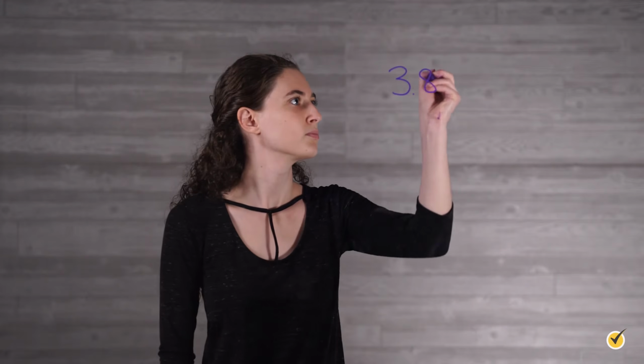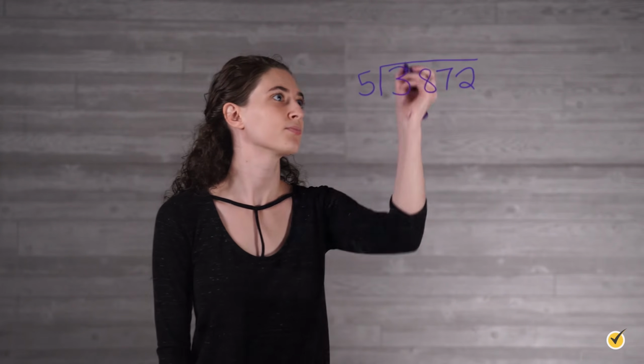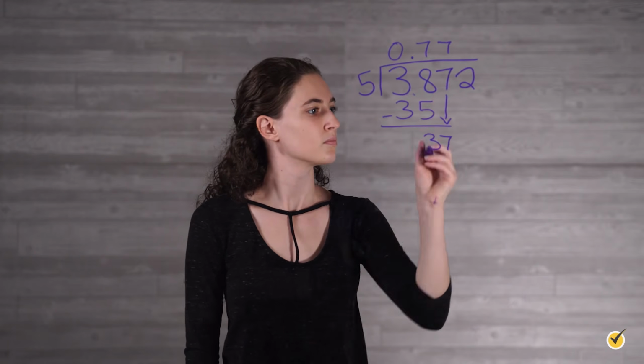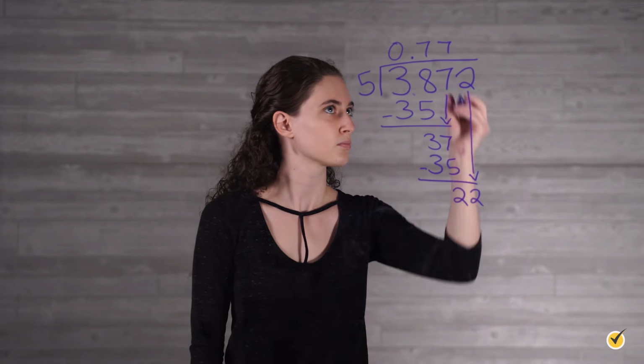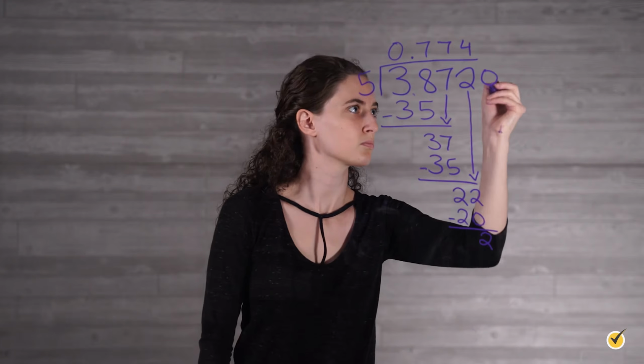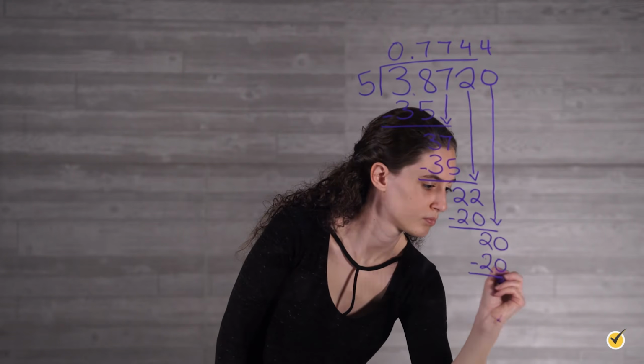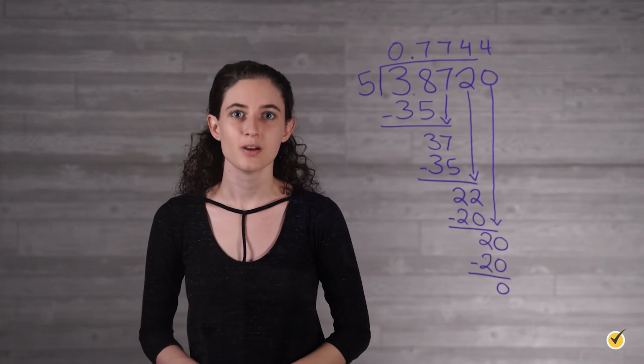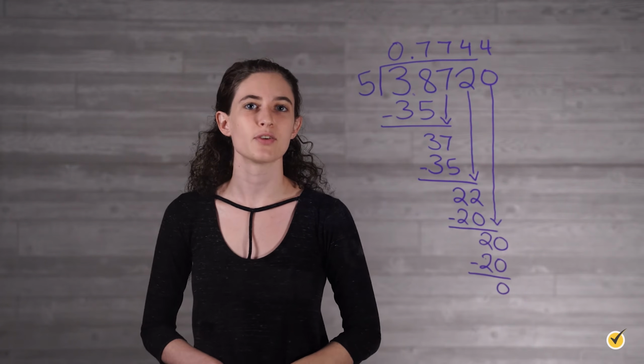Ready? I'm going to start by setting up my long division problem. Then I'll add my decimal. And finally, I'll complete the long division process. After adding an extra 0 so I wasn't left with a remainder, I got 0.7744.